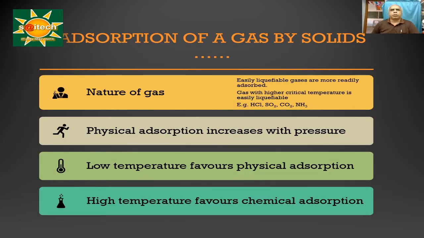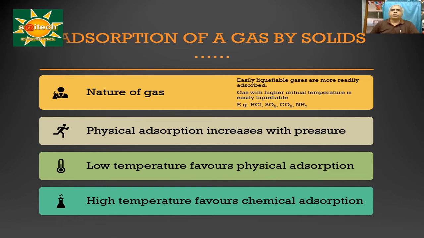Adsorption of a gas by solids is a very important topic. Here the nature of the gas is one of the factors. Easily liquefiable gases are generally more readily adsorbed. A gas with a higher critical temperature is easily liquefiable, like hydrogen chloride gas, sulfur dioxide, carbon dioxide, and ammonia. So these are all liquefiable, and they can be readily adsorbed. It means the nature of the gas plays an important role.